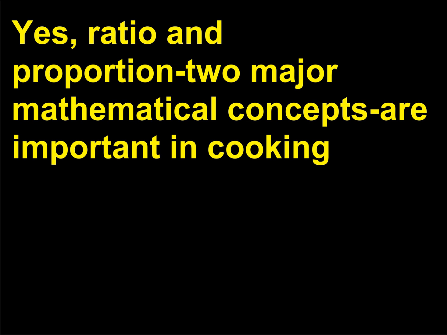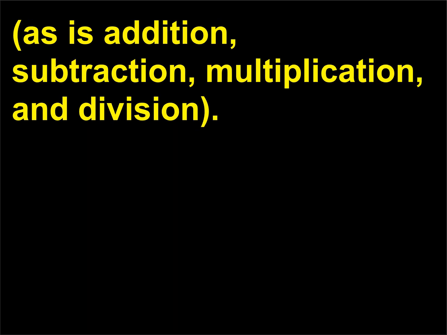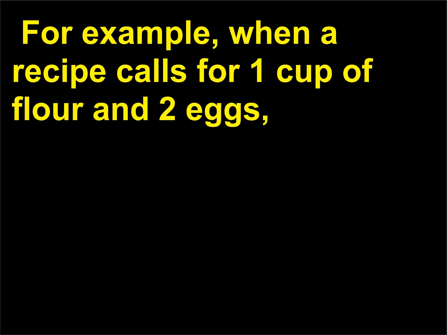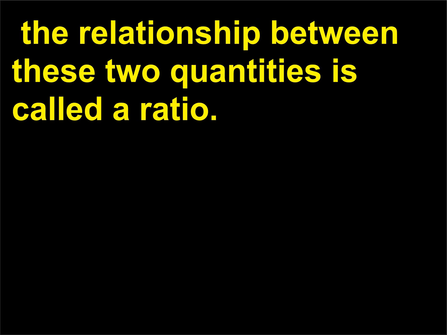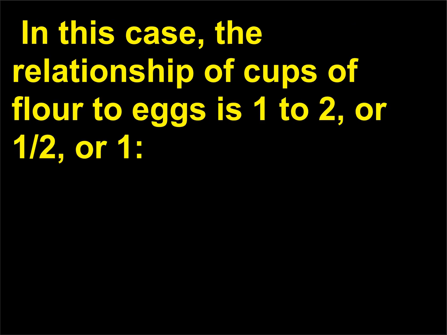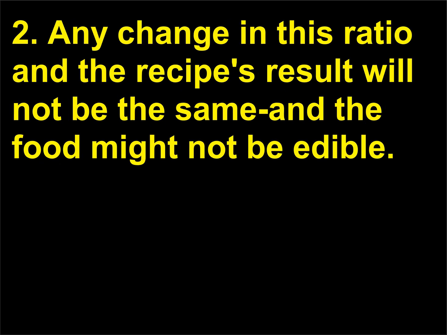Yes, ratio and proportion, two major mathematical concepts, are important in cooking, as is addition, subtraction, multiplication, and division. For example, when a recipe calls for 1 cup of flour and 2 eggs, the relationship between these two quantities is called a ratio. In this case, the relationship of cups of flour to eggs is 1 to 2, or 1/2. Any change in this ratio and the recipe's result will not be the same, and the food might not be edible.